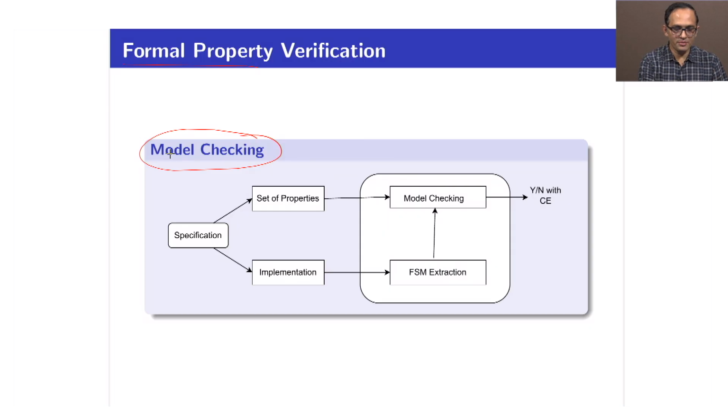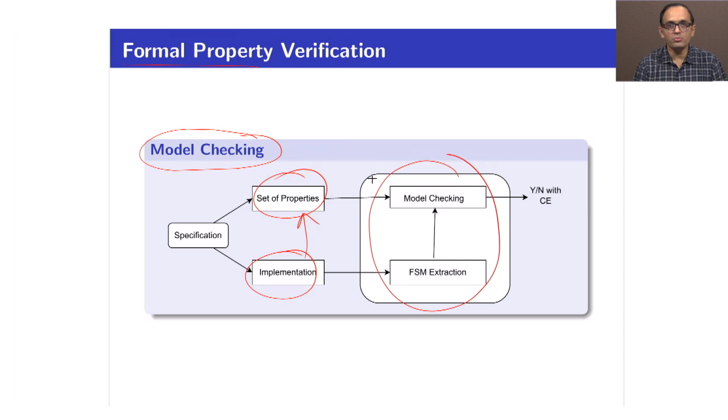So, the objective is that you have a set of properties and the implementation, and you have to check whether this implementation satisfies these properties or not. Internally this model checker has basically two main components. One is the FSM extraction and the other is the model checking algorithm, or model checking engine.